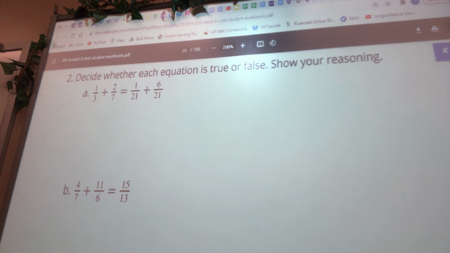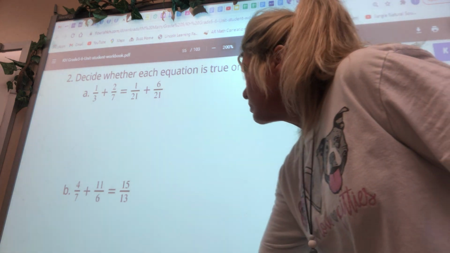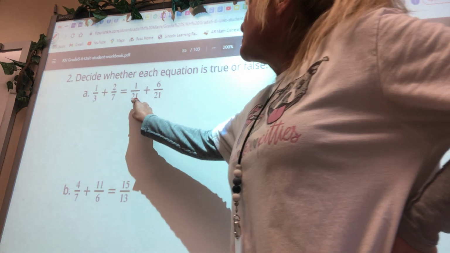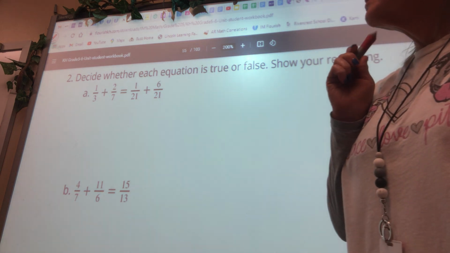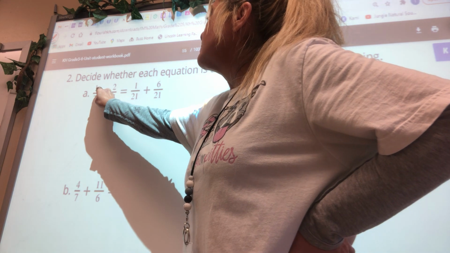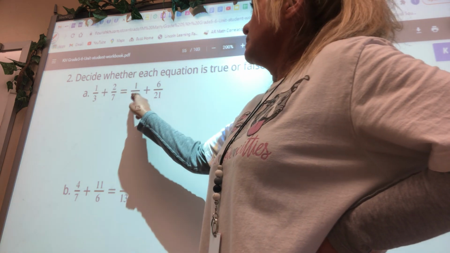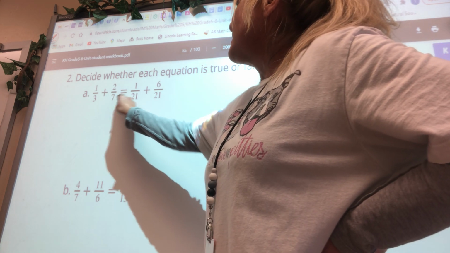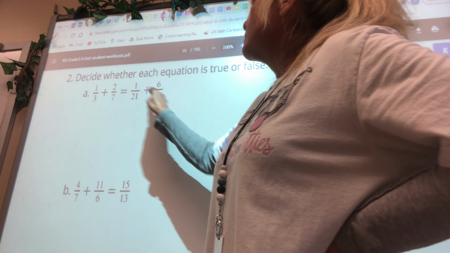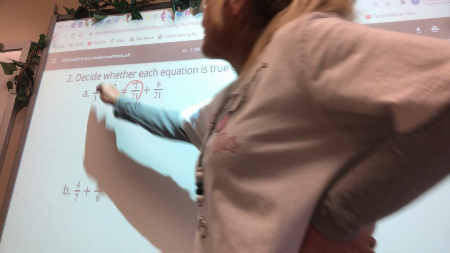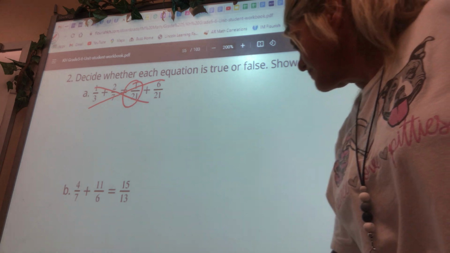Decide whether each equation is true or false and show your reasoning. What would I have to do to 3 to get 21? Times 7. What's 1 times 7? No. Are these equivalent? No. What would I have to do to 7 to get 21? Are these equivalent? Yes. But if this isn't, then the whole thing isn't, is it?